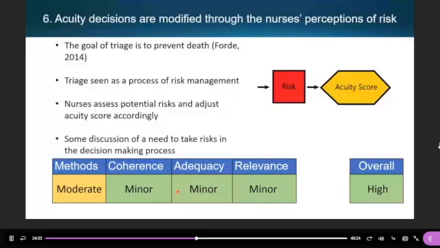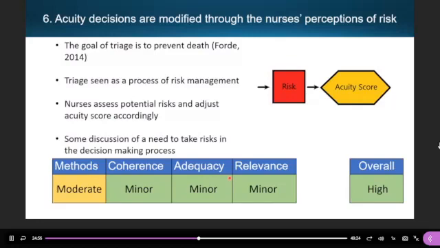Our sixth finding was that acuity decisions are modified through the nurse's perceptions of risk. One of the quotes that I've taken out from 2014 that I think very well describes this is that the goal of triage is to prevent death. Triage was seen as a process of risk management. The nurses were constantly assessing the risks of their decisions, the risks of the environment.